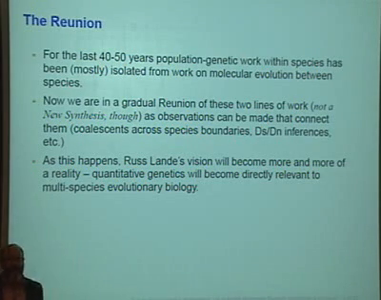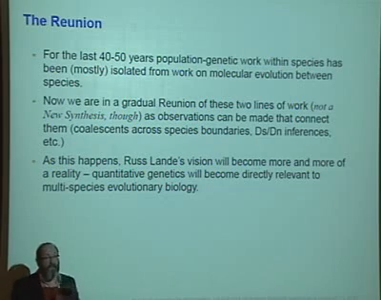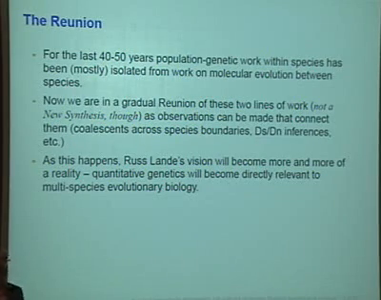And I think that the kind of models that I've shown you, as abstract as they are, are another way of trying to connect together, using this time the machinery of classical quantitative genetics, these two lines of work. And I think as that happens, we will be able to make Russ's vision of a use of quantitative genetics across multiple species a reality.